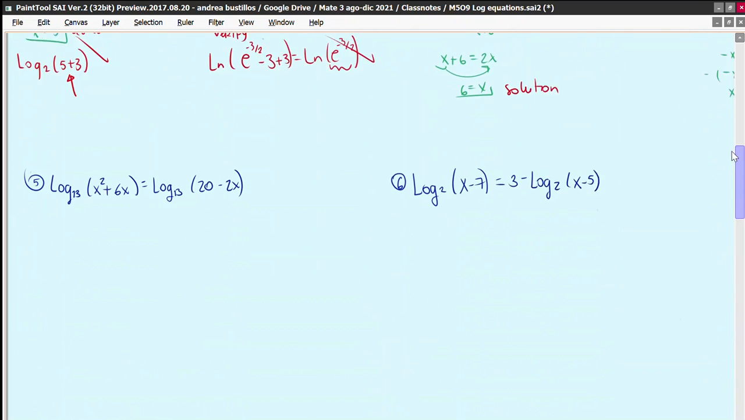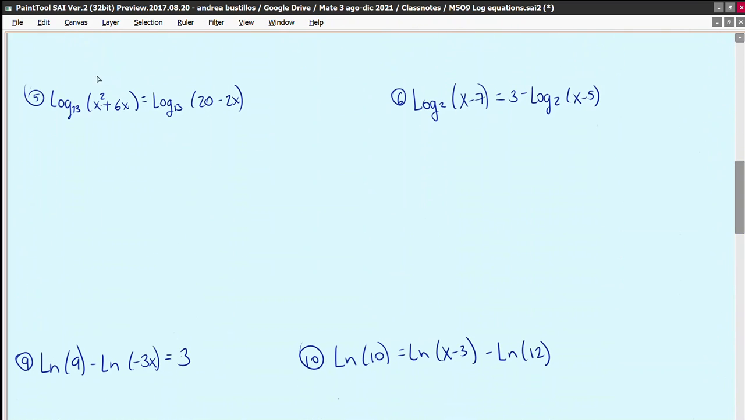Now, what happens here? I have, again, logarithms that are going to be passed to one side of my equation. And then I'm going to condense them as a quotient.